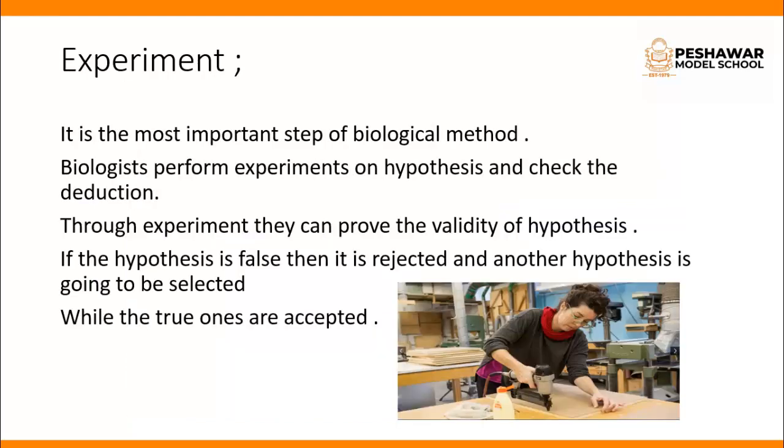After that, the practical step is experiment. It is the most important step of biological method. Biologists perform experiments on hypothesis and check the deduction. Through experiments, they can prove the validity of hypothesis. If the hypothesis is false, then it is rejected and another hypothesis is going to be selected, while the true ones are accepted.